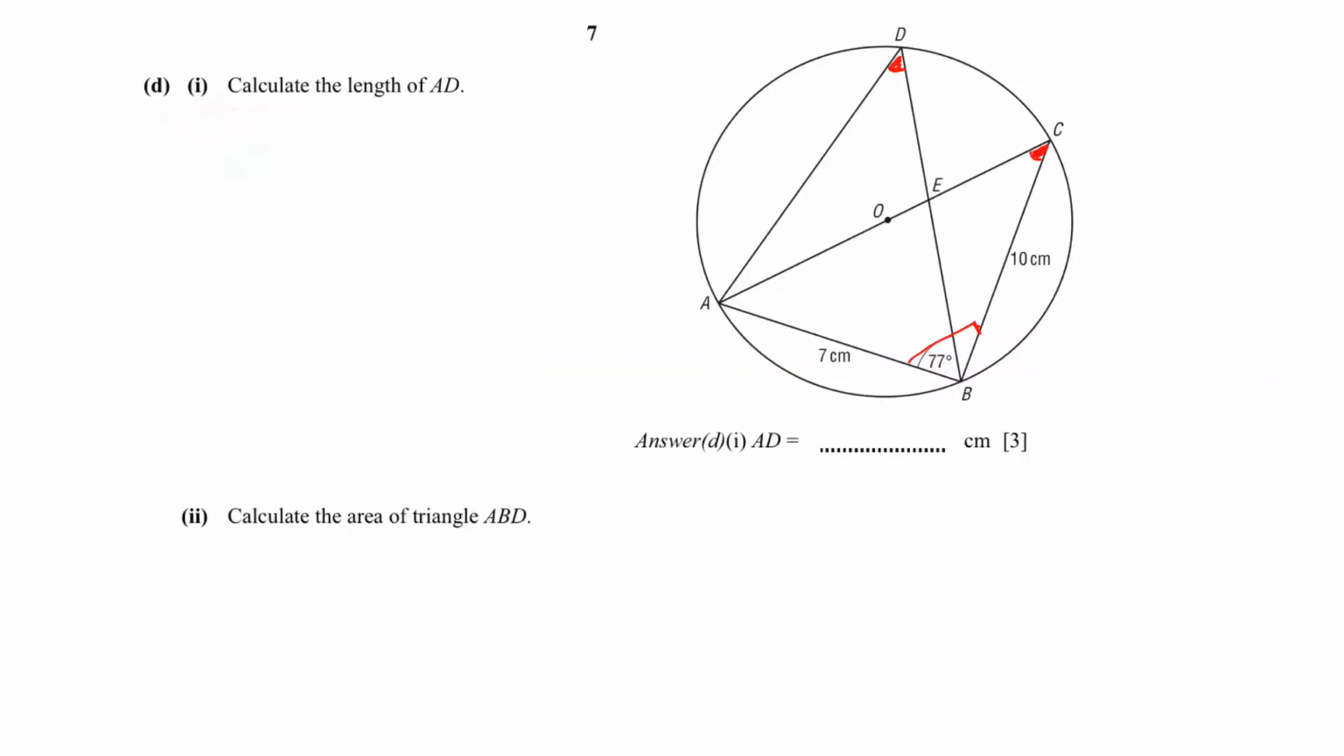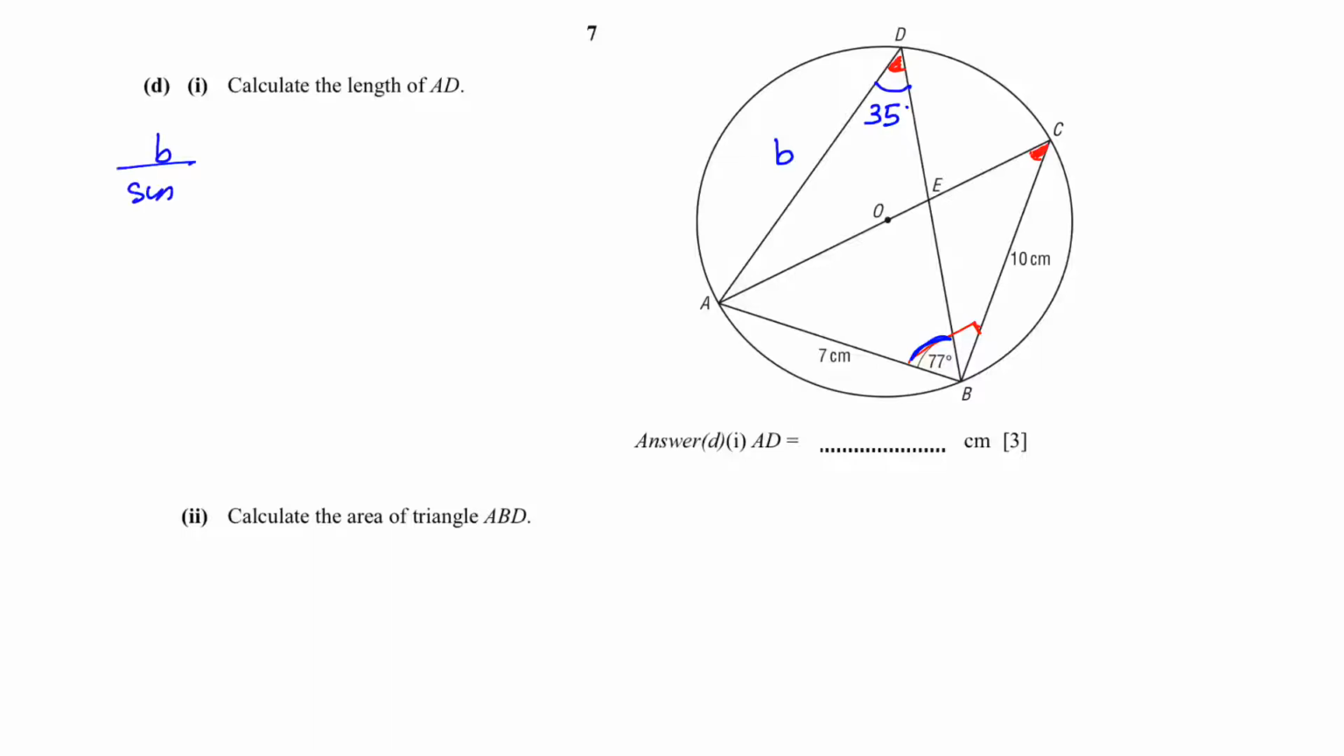In D1, we have to calculate the length of AD. So this is the length we need to calculate. We already know that ADC here is 35 degrees. So what triangle do we have here? We have got two angles and one side, and we need to find the opposite side. We can use the sine rule here.